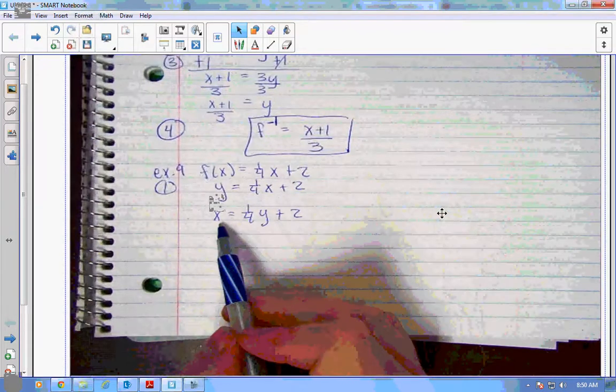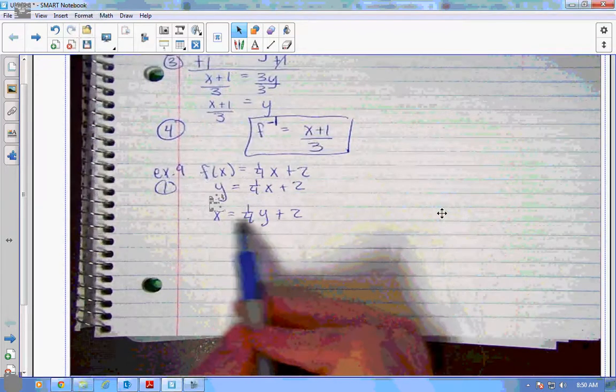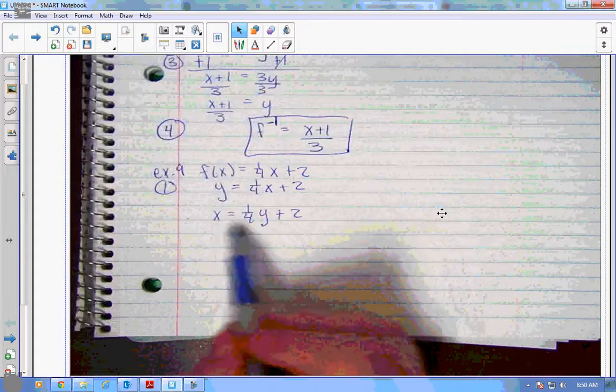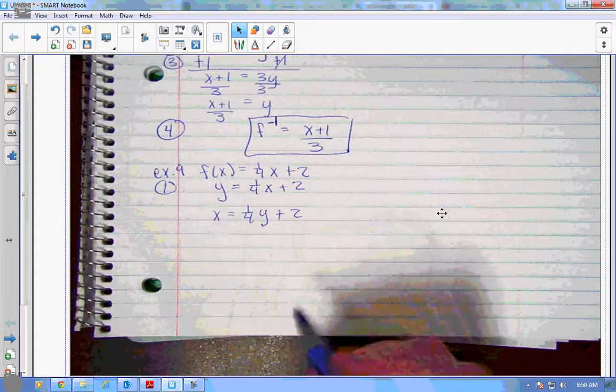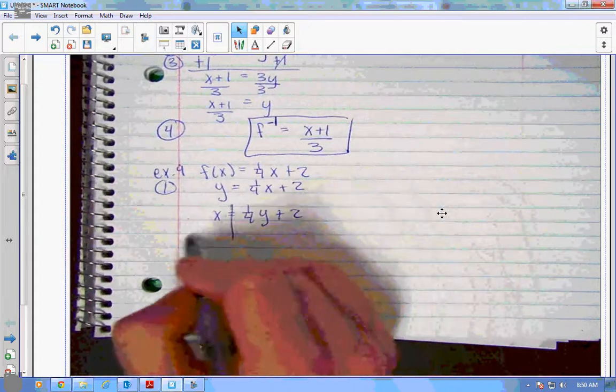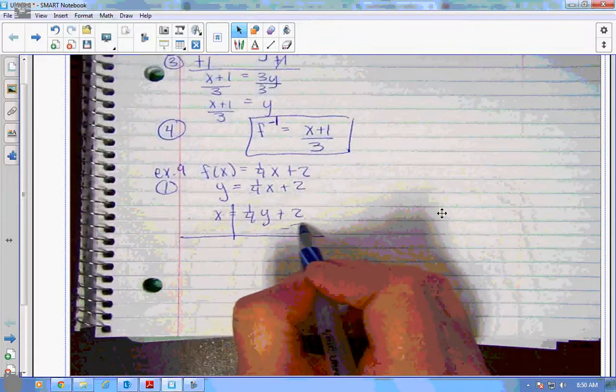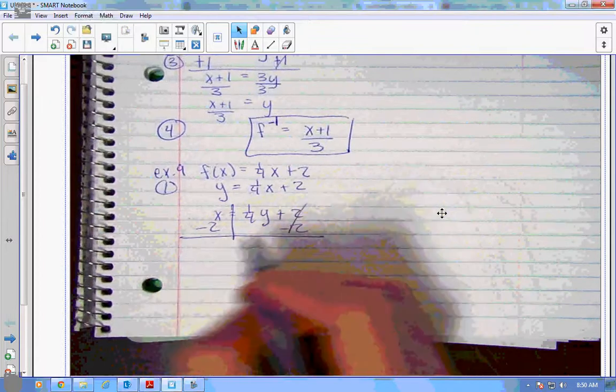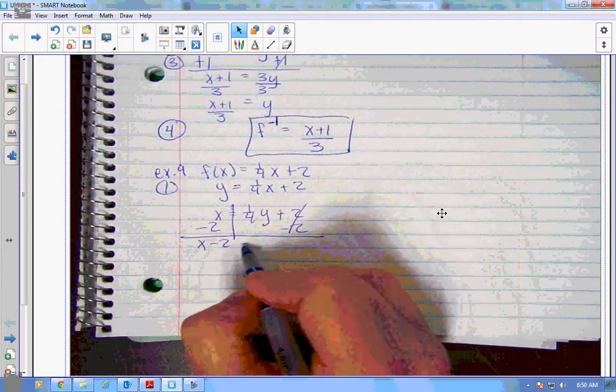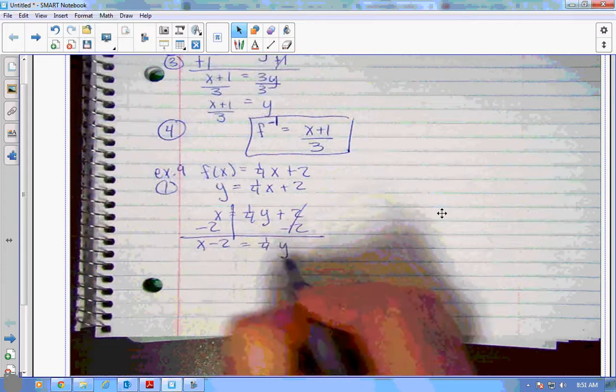For some reason, some people accidentally only switch one, and then you have two x's. We don't want just two x's. We want an x and a y. Now we solve for y. Inverse operations, so minus 2 minus 2. X minus 2 equals 1/4 y.